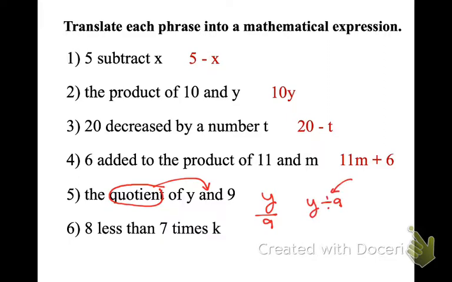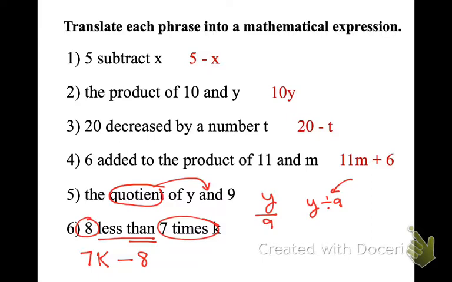symbol anymore in algebra. Okay, now 8 less than 7 times k. I see a less than, Roman. That's 7k minus 8. Perfectly said. Remember, it's a crisscross. This is one term, this is another term, and we have to switch them. 7k minus 8. Yes.